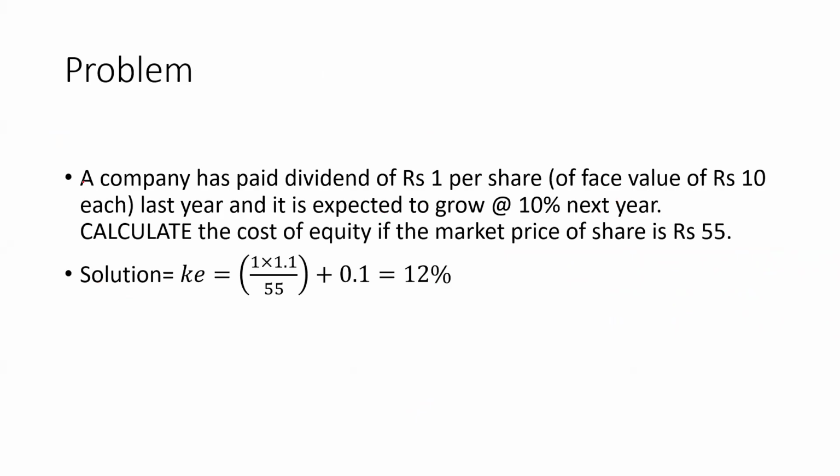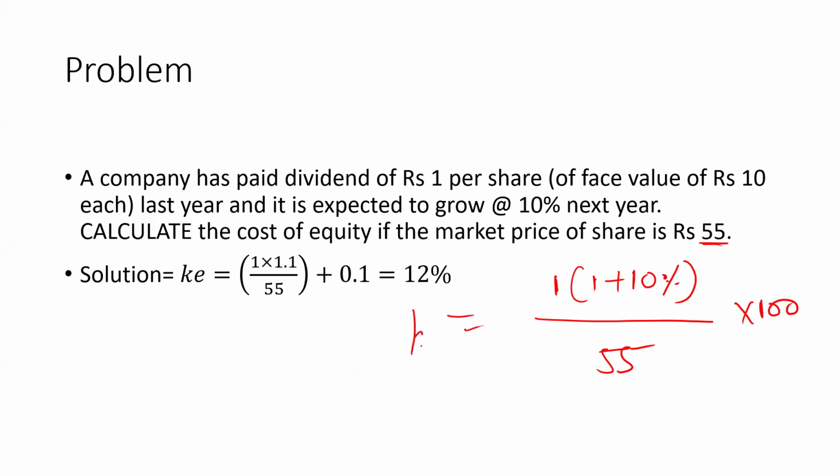See this numerical: a company has paid a dividend of 1 rupee per share of face value 10 rupees last year, and the expected dividend is given for the last year. So that is 1, and the growth rate is 10%. And then the price is 55. If you multiply by 100, you can get the value of cost of equity. Okay, the price is 100.